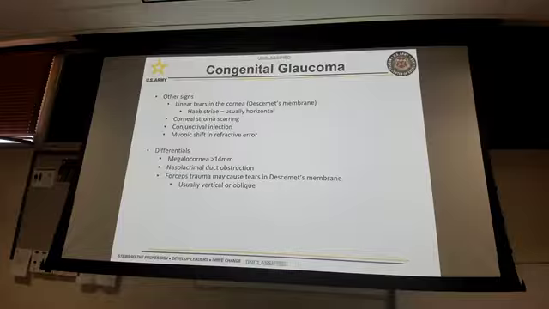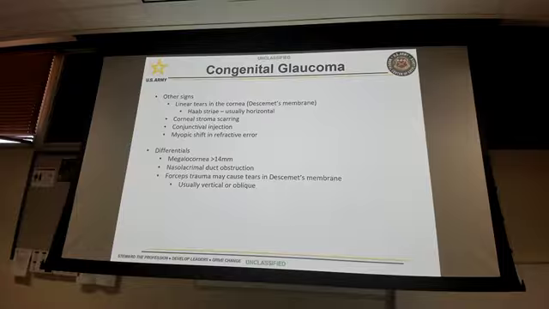Now, some of the differentials that you need to think of when you're ruling out or deciding on congenital glaucoma is that there are 3 different conditions that can present with very similar signs. So the first one is megalocornea, and that is when the cornea diameter is bigger than 14 millimeters, but overall everything else is healthy, right? So they don't have this increase in intraocular pressure. There is no changes to their optic nerve or any type of field loss.